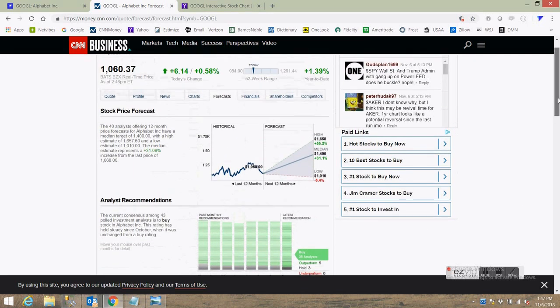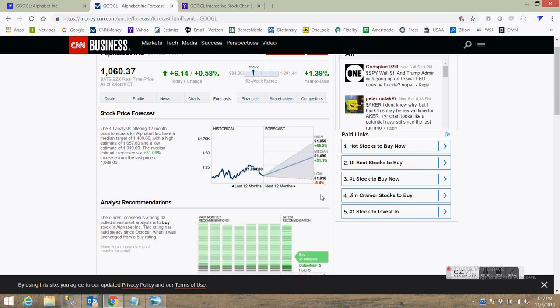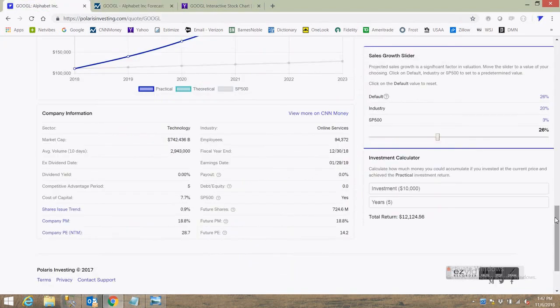And then scrolling up here real quick, we see the one-year price targets of these 40 analysts that range all the way from $1,658 down to almost even $1,000. So as to be expected for this kind of company, quite a range of values.